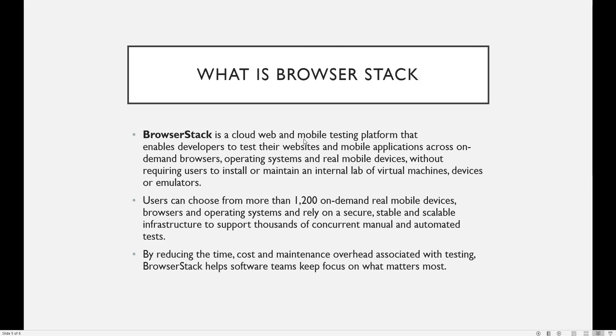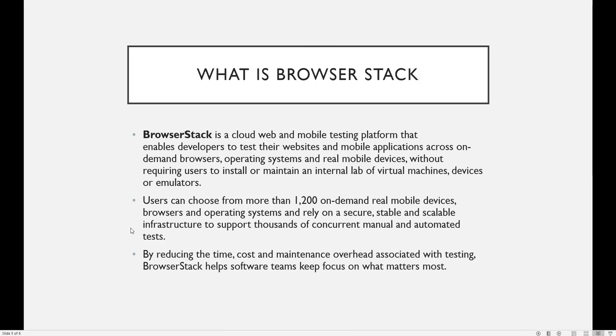Users can choose from more than 1200 on-demand real mobile devices, browsers, and operating systems, and rely on a secure, stable, and scalable infrastructure to support thousands of concurrent manual and automated tests. So it basically reduces the time, cost, and maintenance overhead associated with our testing. BrowserStack helps software teams keep their focus on what matters, exactly at the environments.